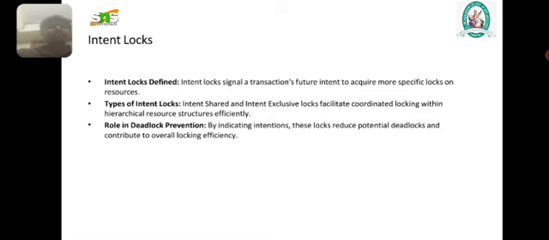Next is the intent lock. An intent lock signals a transaction's future intent to acquire more specific locks on resources. Types of intent locks include shared, intent exclusive locks. They facilitate coordinated locking within the hierarchy of resources and structure it efficiently. On the role in deadlock prevention: by indicating the intention, this lock reduces the potential for deadlock and contributes to overall locking efficiency.